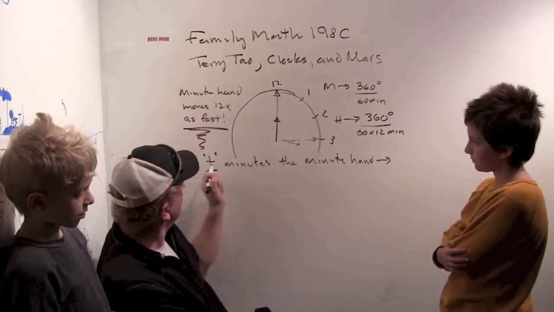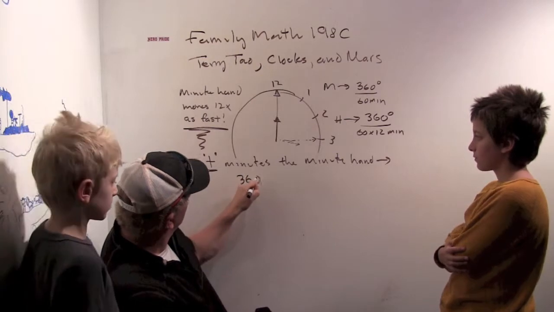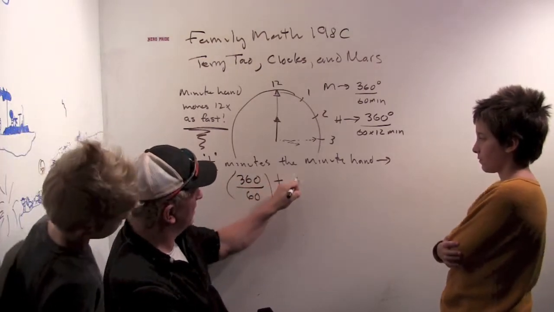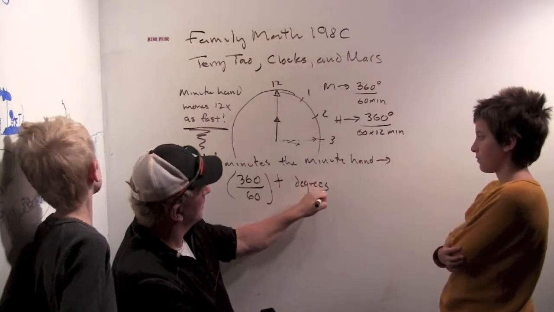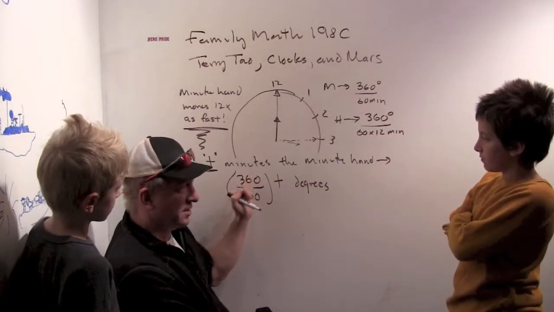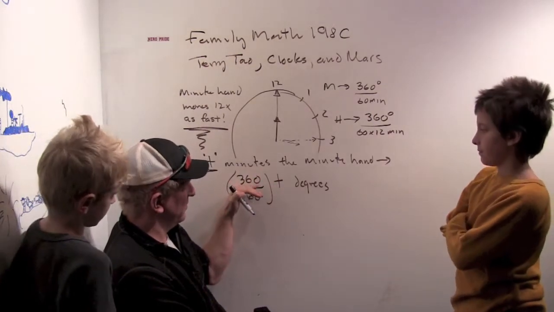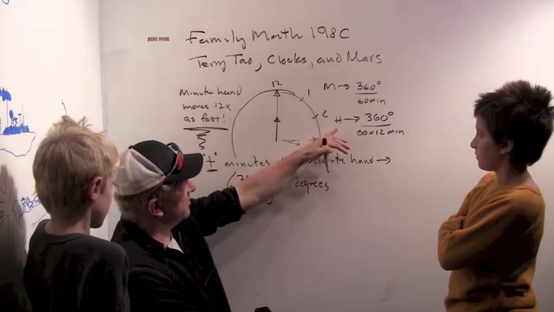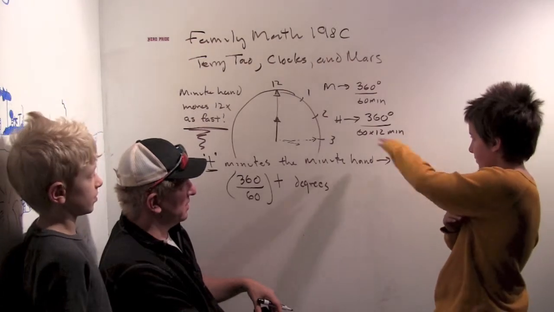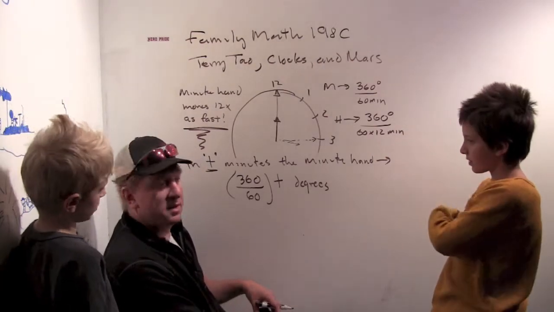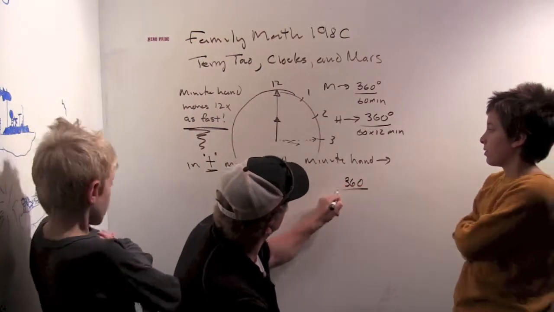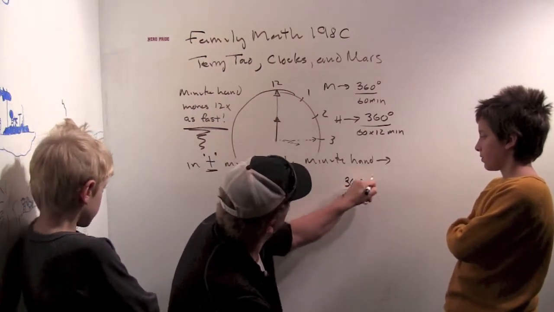18. So in t minutes, it goes 360 divided by 60 times t degrees. Right? Okay, so we just multiply by t. This is really 6 degrees here, but I'm leaving it this way for a reason. How far does the hour hand go in t minutes? Well, it's 360 over 60 times 12 times t.